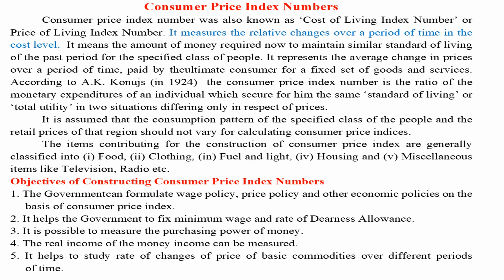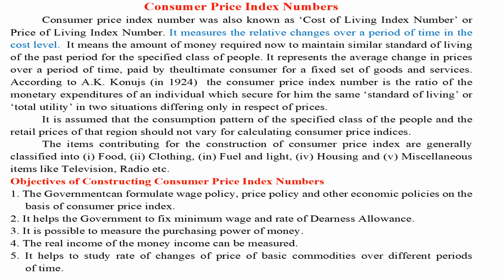Consumer Price Index numbers. Consumer Price Index number was also known as Cost of Living Index number, or Price of Living Index number. It measures the relative changes over a period of time in the cost level. It means the amount of money required now to maintain similar standard of living of the past period for the specified class of people. It represents the average change in prices over a period of time, paid by the ultimate consumer for a fixed set of goods and services.